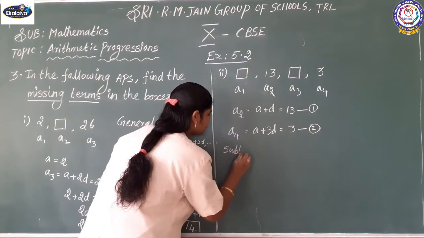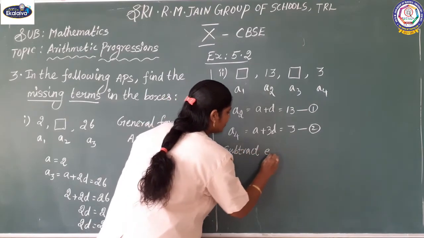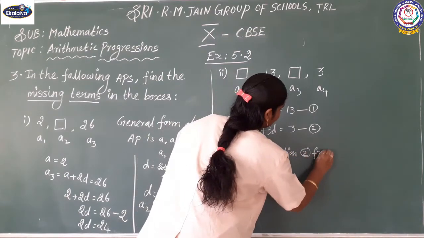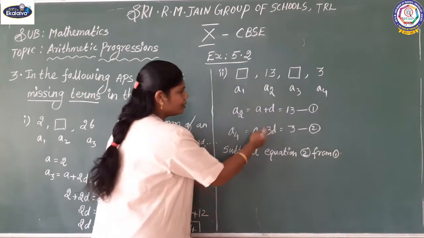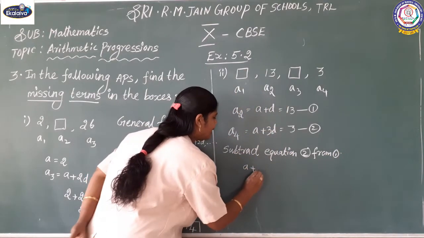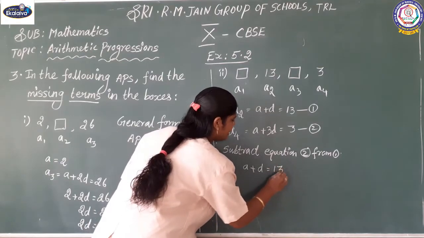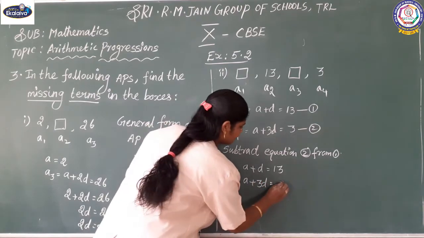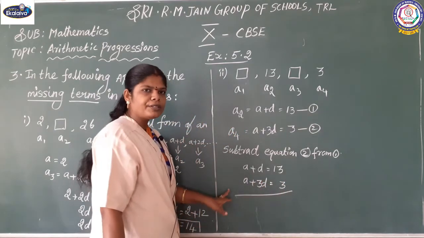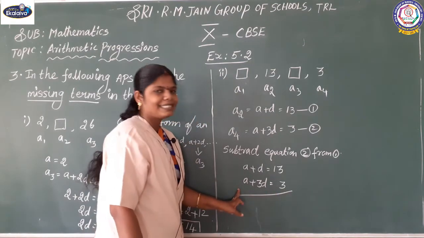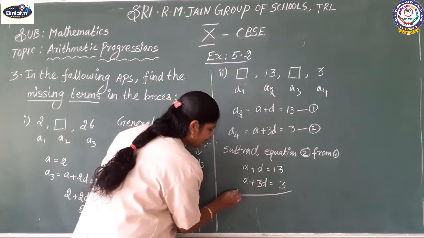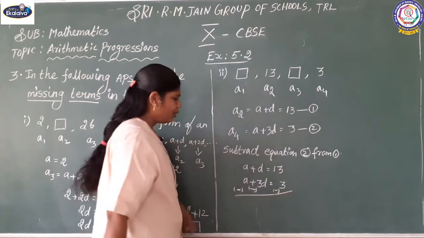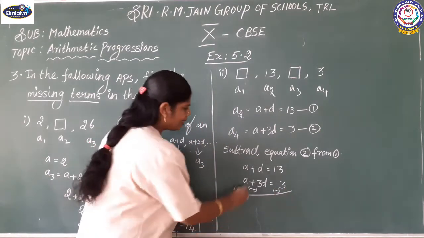Subtract equation 2 from 1. Okay. So write the first equation. A plus D equal to 13. A plus 3D equal to 3. Okay. Now I am going to subtract. So I have to change the sign of the second equation. Okay. Here positive is there, so negative, minus, also minus. Okay, so plus A minus A cancel.